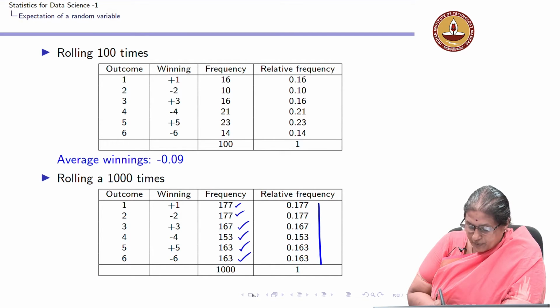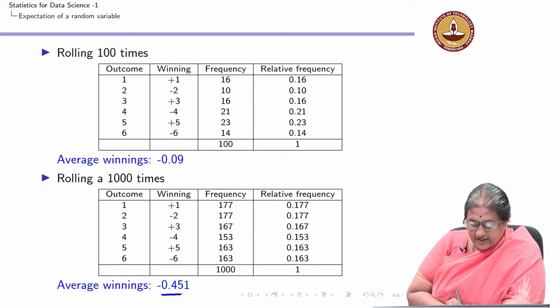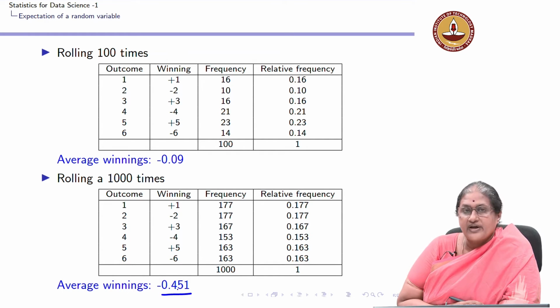And if you compute the average winning, it is -0.451, which again tells me that on average, my winnings is negative. So it does not give me an indication of a positive gain. So I might not decide to go ahead and play the game.